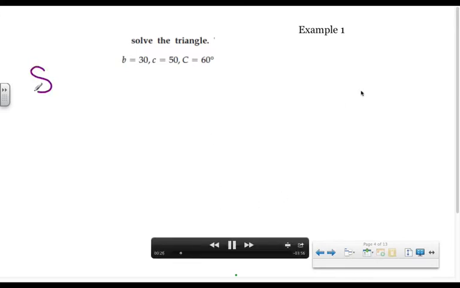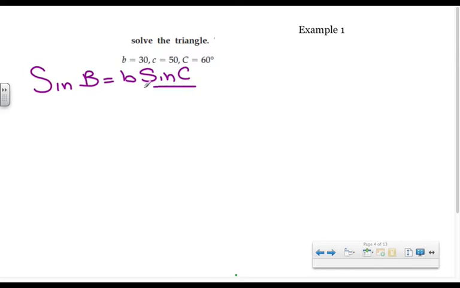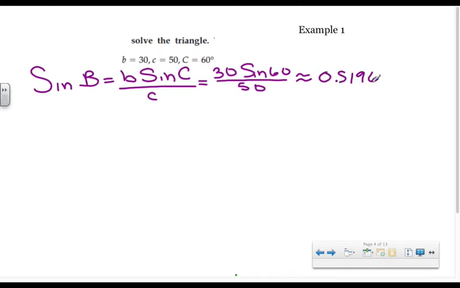So let's start with using the sine rule. Sine B equals little b sine C over C, equals 30 sine 60 over 50, which is 0.1596, and then I take the inverse sine of that, and I end up with 31.3. So that is one possibility for angle B.